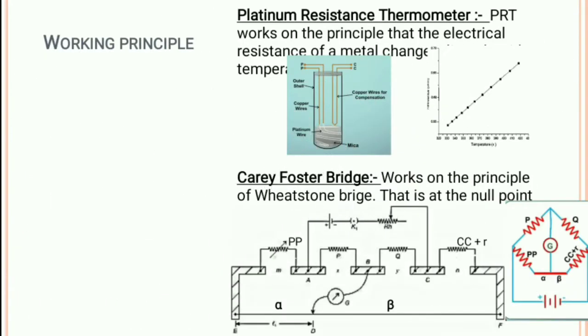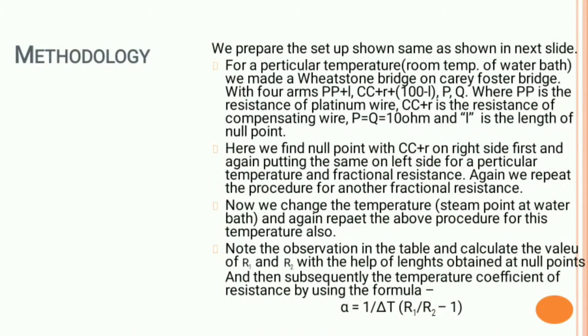So the working principle. Platinum resistance thermometer: PRT works on the principle that the electrical resistance of a metal changes linearly with temperature. And the Carey-Foster bridge works on the principle of the Wheatstone bridge, that is, at the null point we get zero current through the galvanometer. Now we go to methodology.